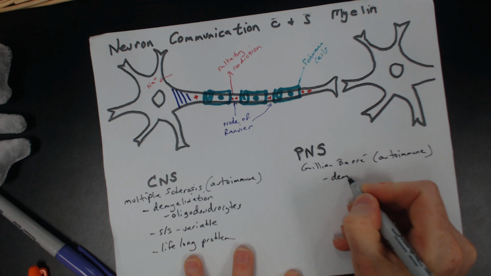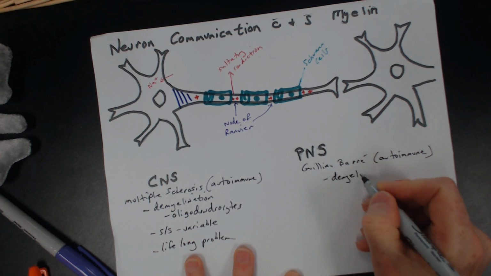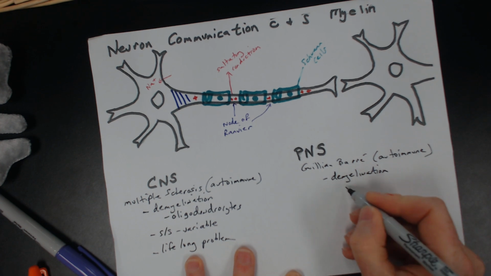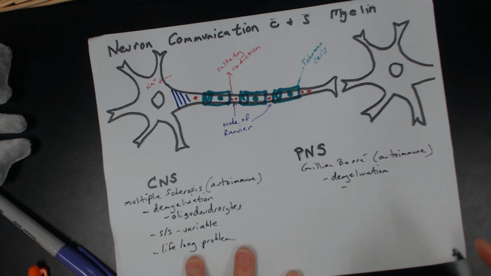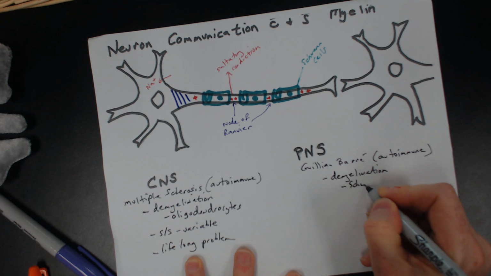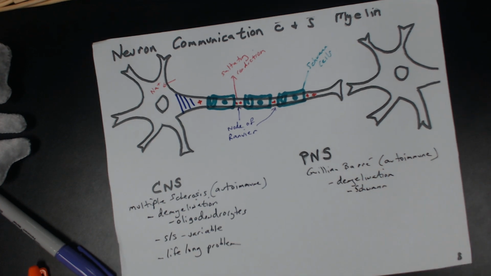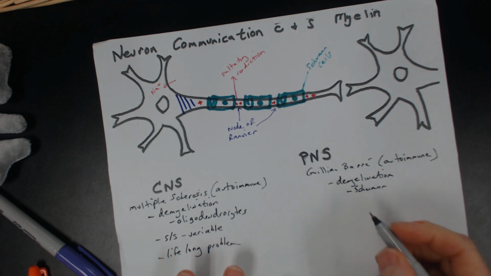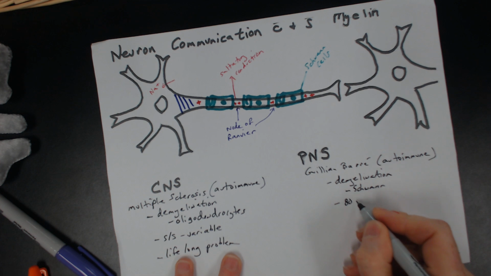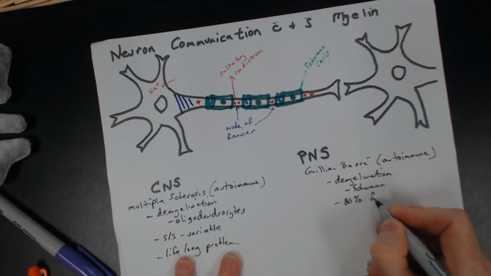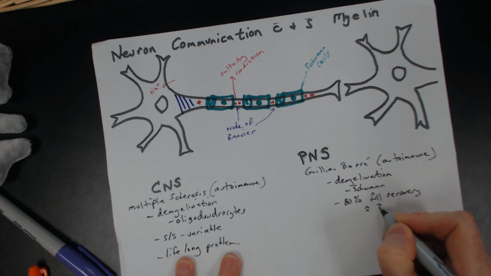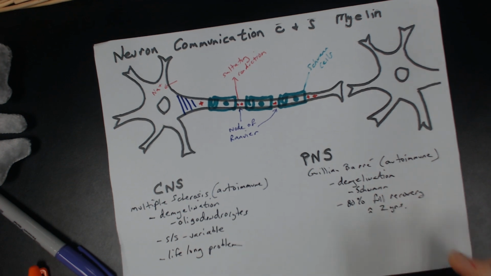And this is a demyelination problem, specifically in the PNS. So what's the name of the cell that's going to be affected with Guillain-Barré? Yeah, your Schwann cell is going to have problems here. So your immune system is going to attack your Schwann cells. And let's say 80% of patients are going to have a full recovery, but it's going to take about 2 years. That's what you need to know.